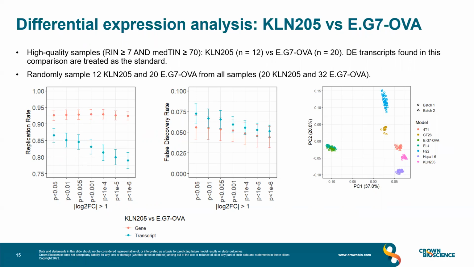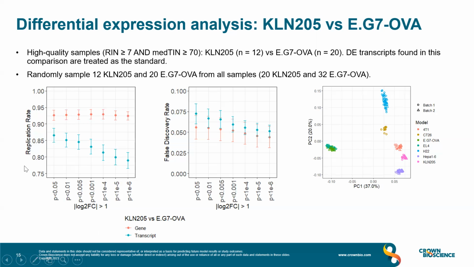Then to mimic the situation where samples of suboptimal RNA quality are included in the analysis, for the test sets, we randomly take the same number of samples as the standard set from all samples regardless of their ring and median t values. After repeating this procedure 10 times, we then compare the results that we got from 10 randomly sampled test sets with the quote-unquote correct answer that we got from the high-quality standard sets.